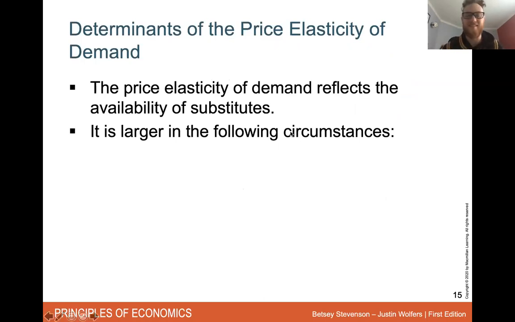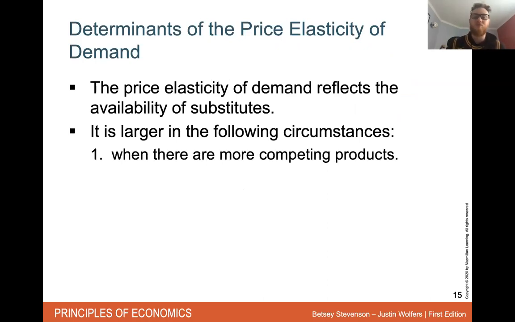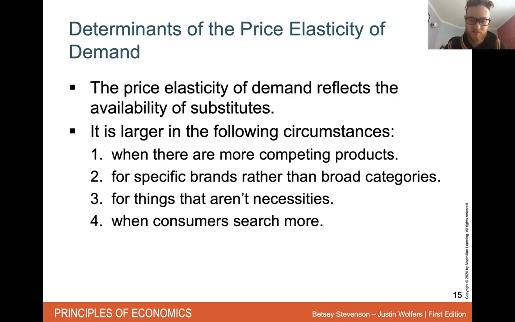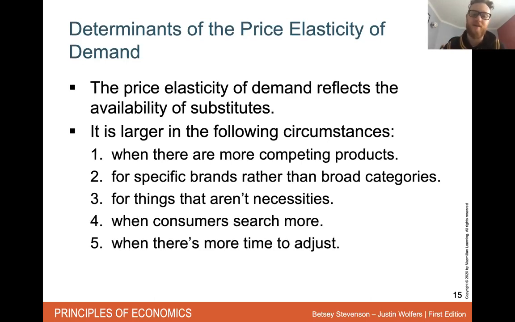Determinants of the price elasticity of demand. The price elasticity of demand reflects the availability of substitutes. It is larger in the following circumstances. There are more competing products for specific brands rather than broad categories, and for things that aren't necessities. When consumers search more, when there's more time to adjust, these all will cause the price elasticity of demand to be larger.